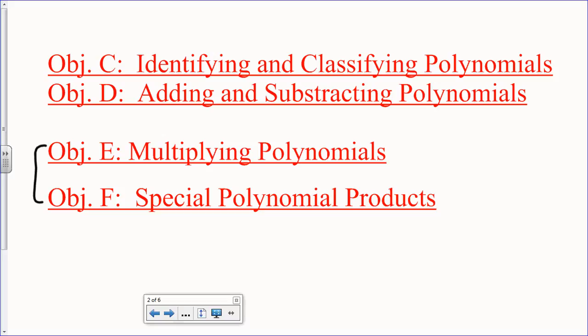There are some practice problems listed on that homework sheet, so you can look at those there. Let me know if you have questions about those. But we're talking about multiplying and then special polynomial products. This isn't something that you have to memorize, like, oh, objective E is this. That doesn't matter. But I just want you to know what we're looking at today.